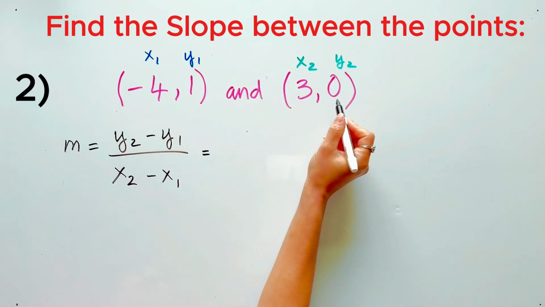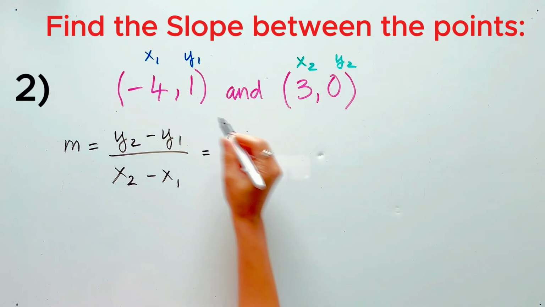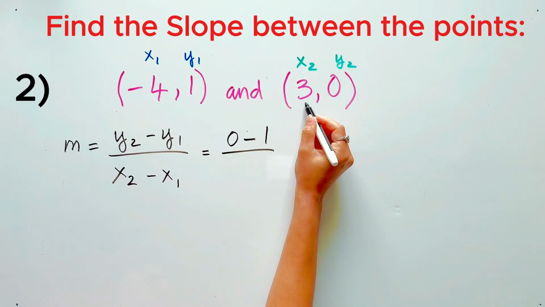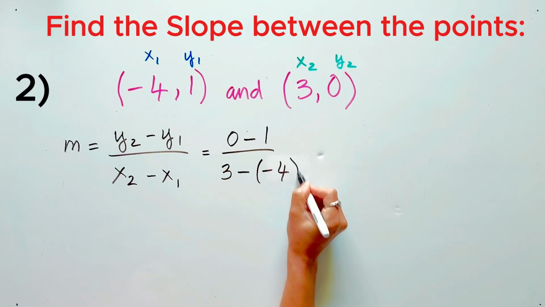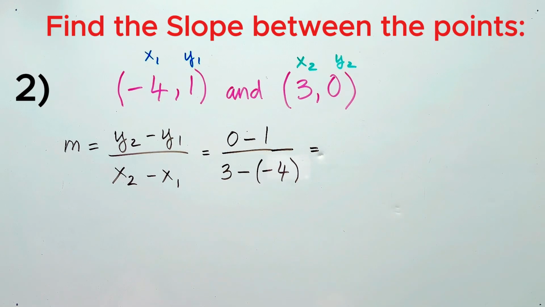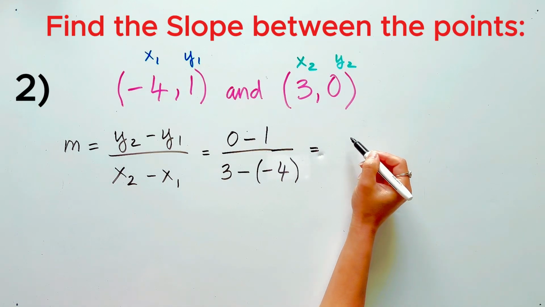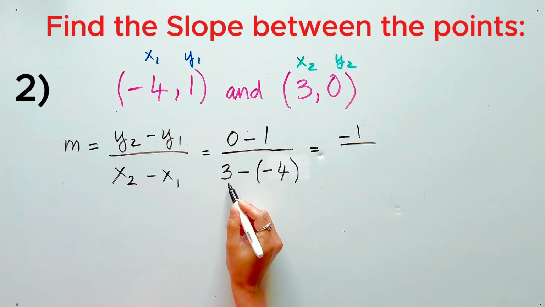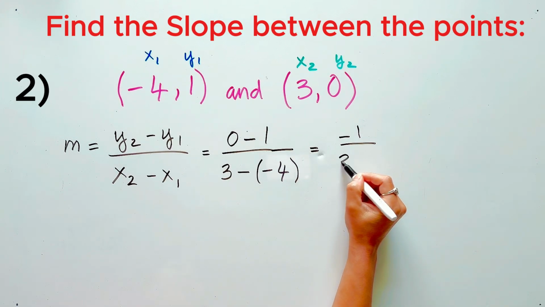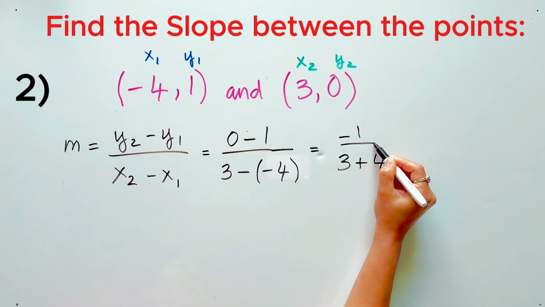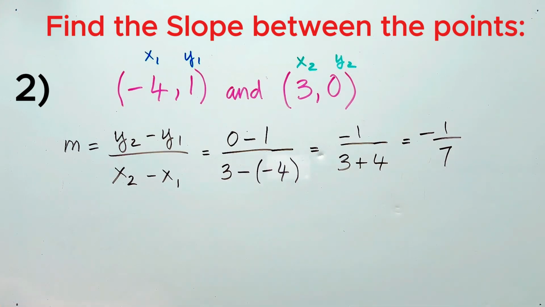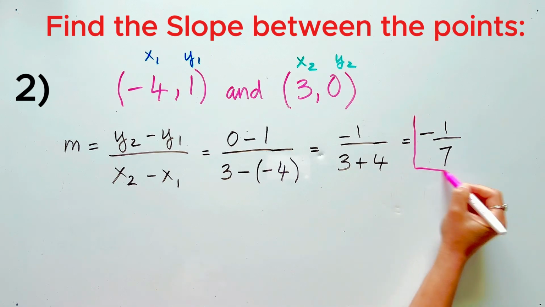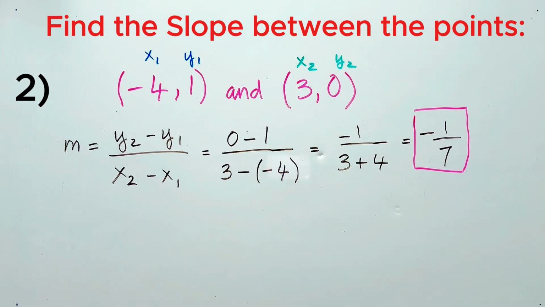Now substitute: 0 minus 1 over 3 minus -4. So 0 minus 1 is -1 over 3 minus -4, which means 3 plus 4, which equals -1 over 7. So this is our slope, -1 over 7.